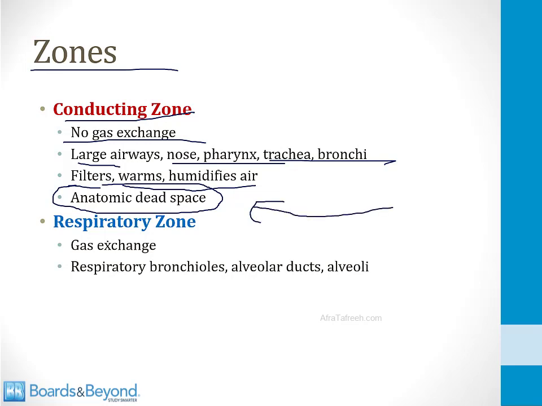And then the other zone of the lung is the respiratory zone. This is the portion of the lung that feeds the alveoli directly where gas exchange occurs, so this includes structures like the respiratory bronchioles, the alveolar ducts, and the alveoli.